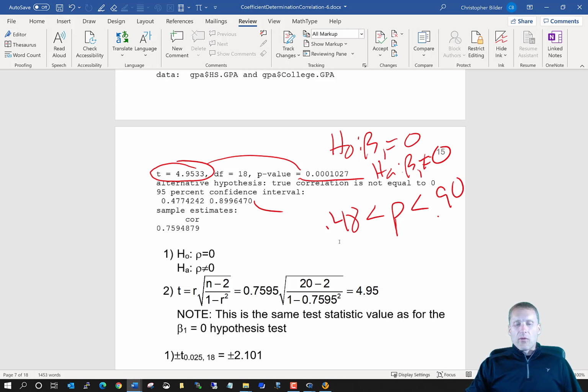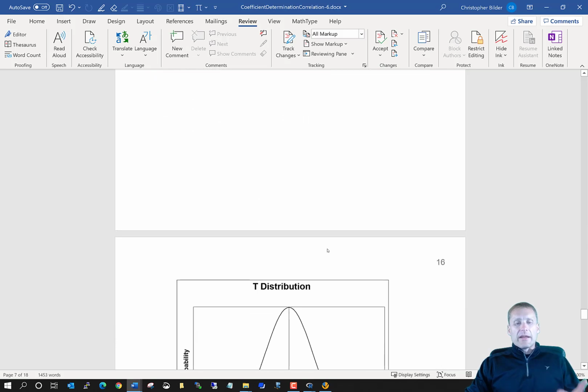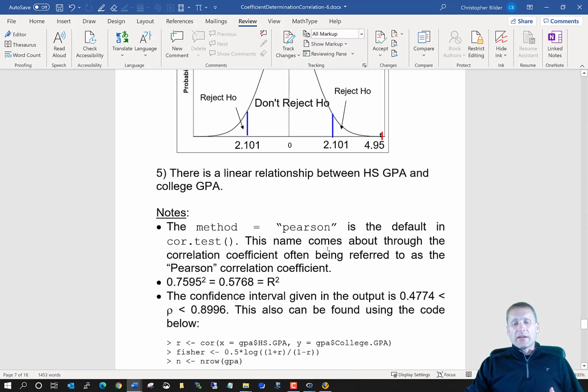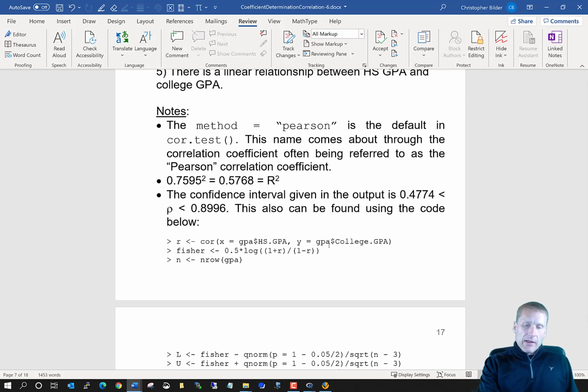So we can go through the formal test here. I'll let you go through that. And we end up rejecting H0 here. So there is a linear relationship between high school and college GPA. If you wanted to, you could also look at this correlation coefficient there. So this is on page 16. Let me just get there real fast. Take 0.7595 squared, you get our R squared that we saw previously.